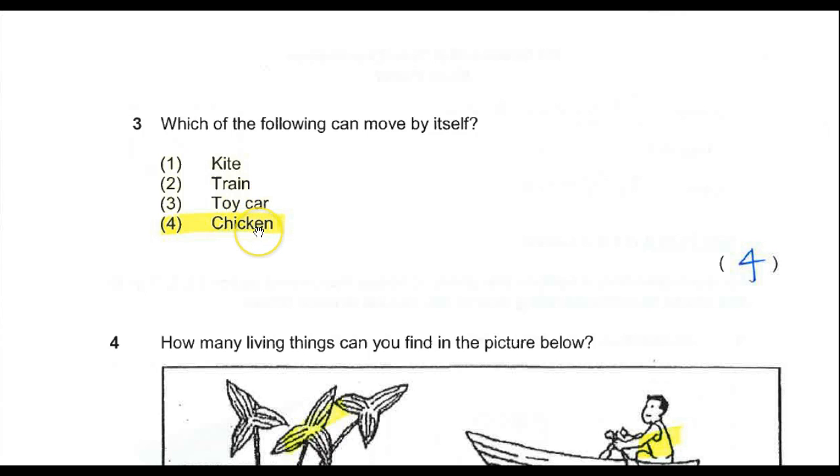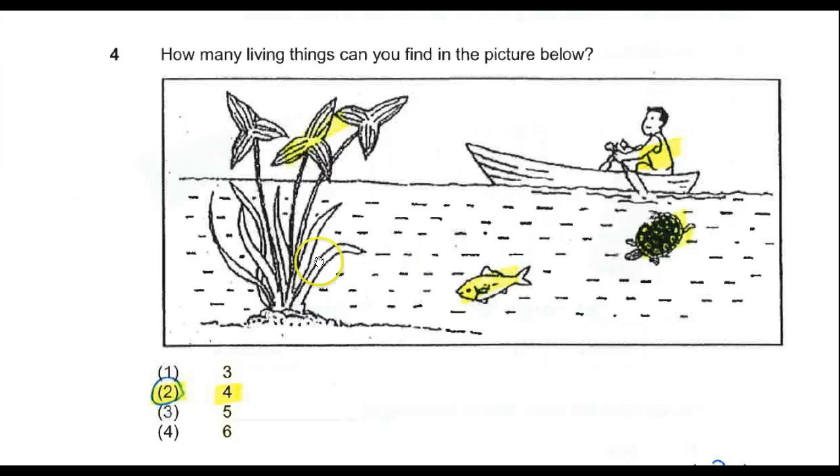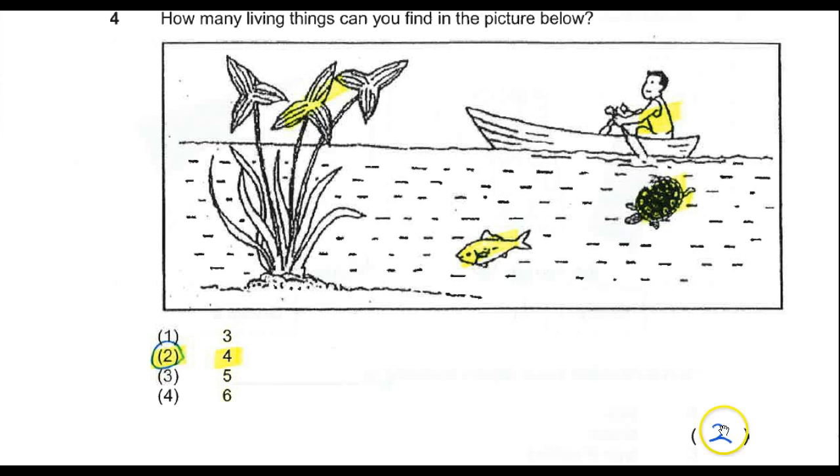Next, which of the following can move by itself? Chicken, a living thing. Next, how many living things are there? 1, 2, 3, 4. 4 living things. Now, when you say 4 living things, do not put your choice as 4. Watch out, 4 is over here, the choice is 2.